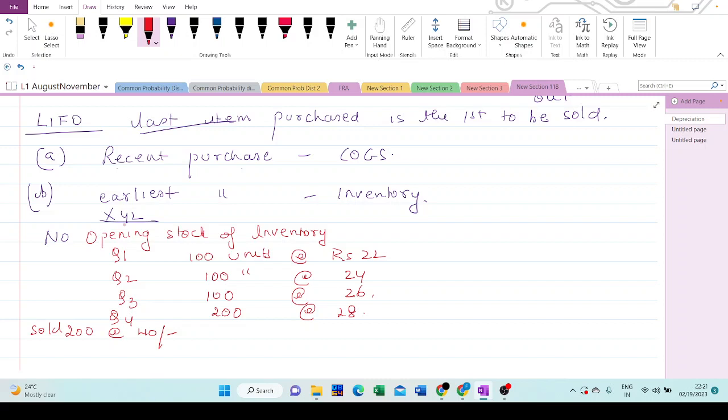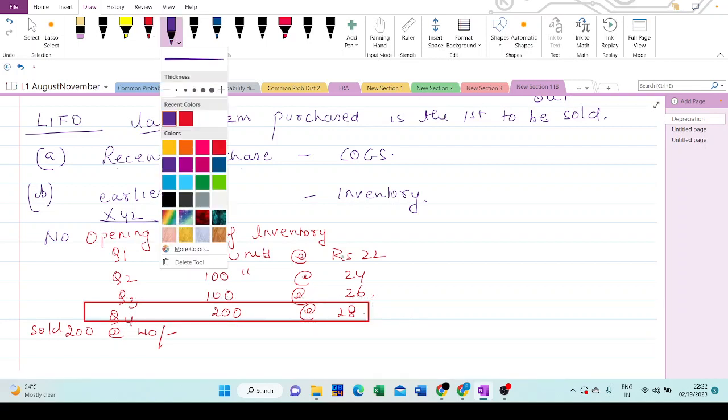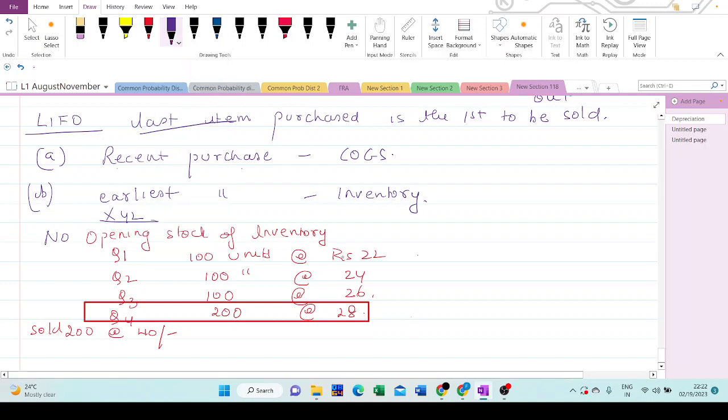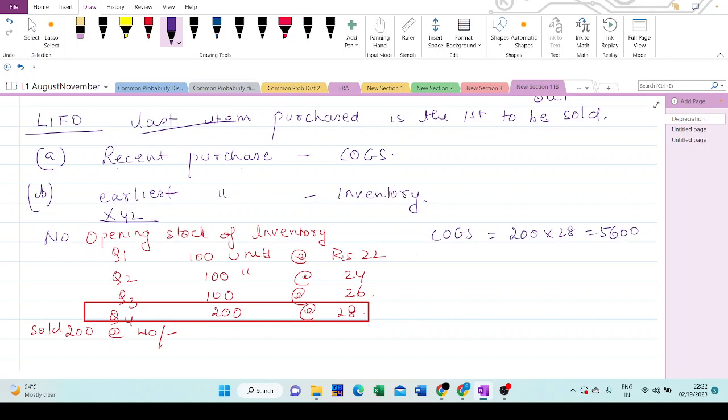So in LIFO, the cost of the most recent purchase is allocated to COGS. Guys, what is the most recent purchase? Is it in Q1 or Q4? Q4. So we allocate the cost of the most recently purchased 200 units to COGS. So my COGS would be 200 into 28, which is 5600. And the cost of earlier purchases would be allocated to inventory. So my inventory would be 100 into 22 plus 100 into 24 plus 100 into 26.